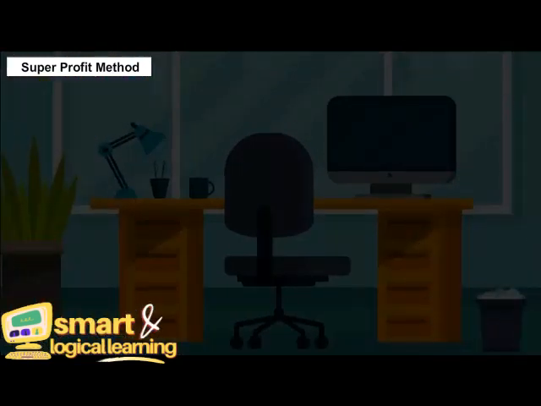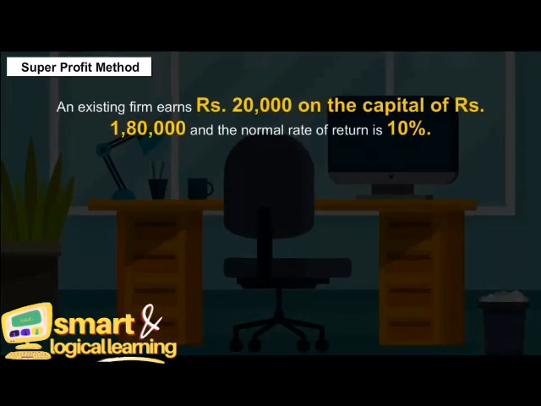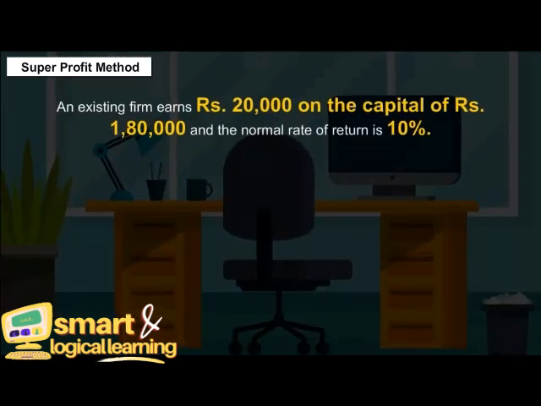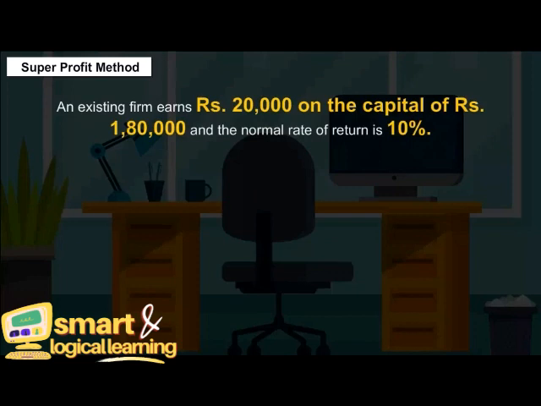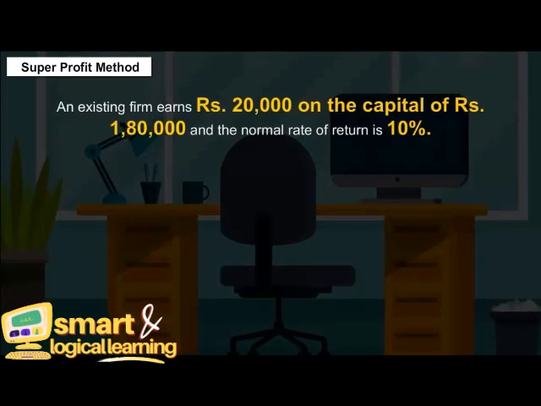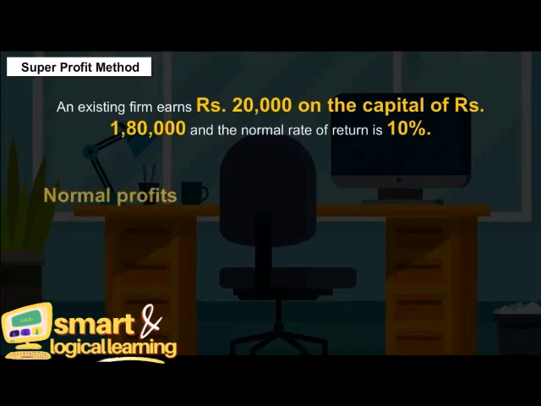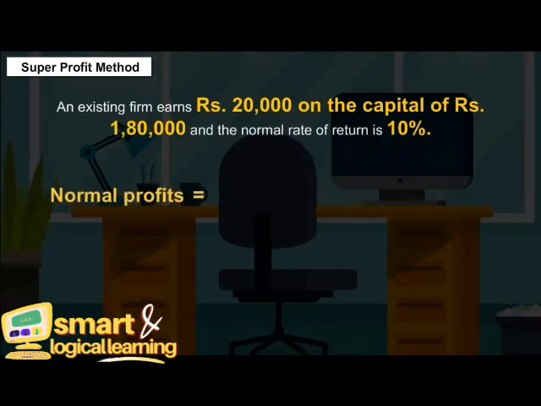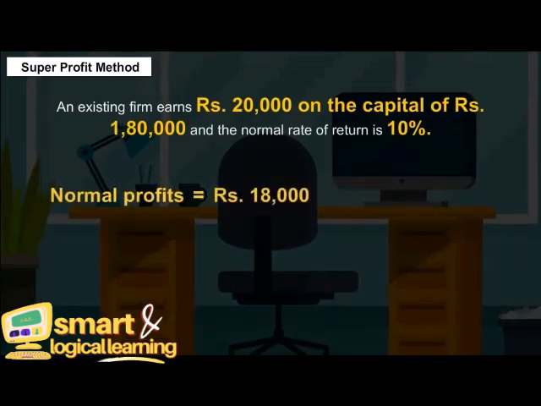For example, an existing firm earns 20,000 rupees on a capital of 1,80,000 rupees and the normal rate of return is 10%. The normal profits will be calculated as 18,000 rupees.